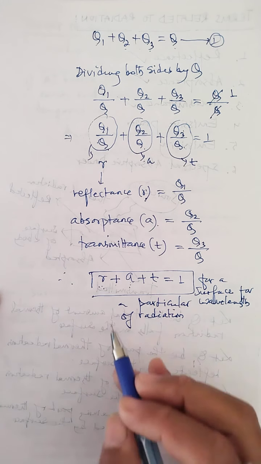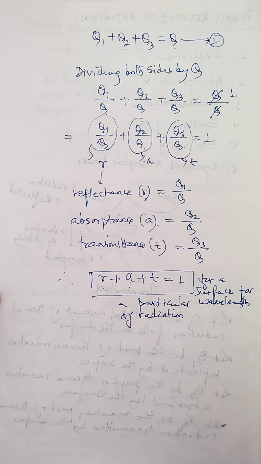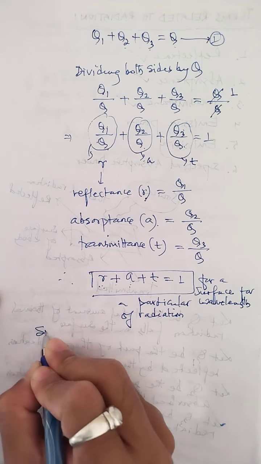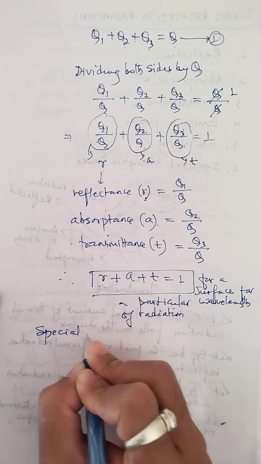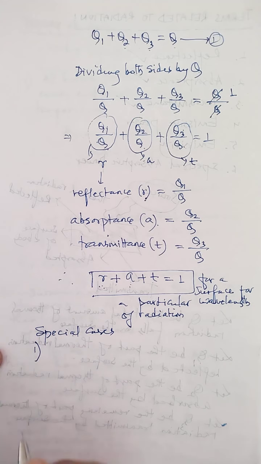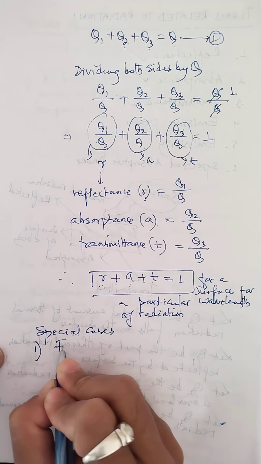So this is a very important relation as far as the reflectance, absorptance and transmittance from the surface of a body is concerned. Now from here we discuss some special cases. Children, we have some special cases to discuss now. Special cases.